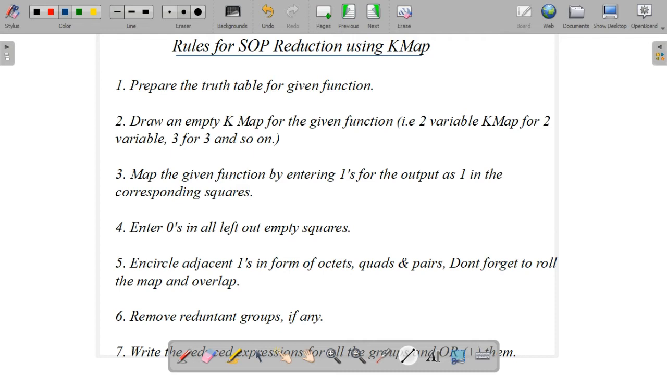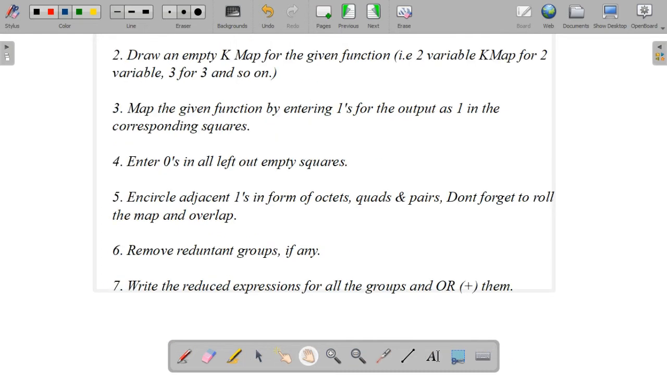Encircle adjacent ones in the form of octets, quads and pairs. Don't forget to roll the map and overlap. You know what an octet, a quad and a pair are. As per the rules, you should encircle adjacent ones and check whether there is any octet, quad or pair, and don't forget to roll the map and overlap. Then you should remove the redundant groups. If any redundant groups are there, they should be removed.